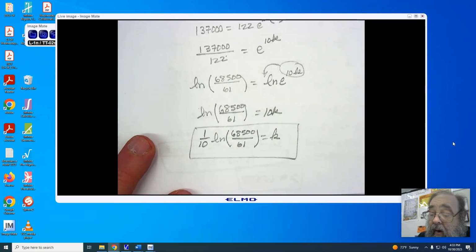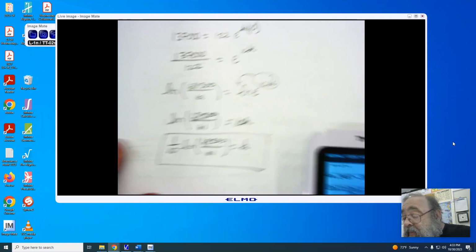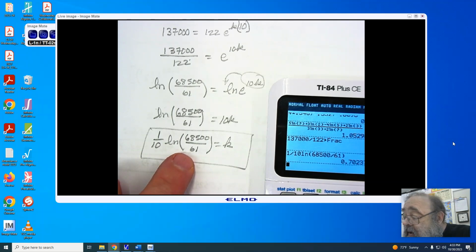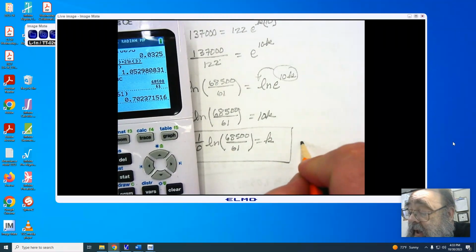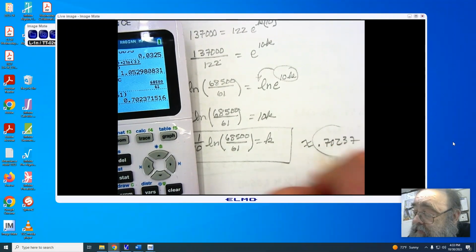All right. Now, they do ask us to round it to the 4 decimal places, so I put it into my calculator and hit enter. And my answer will end up being approximately 0.70237.